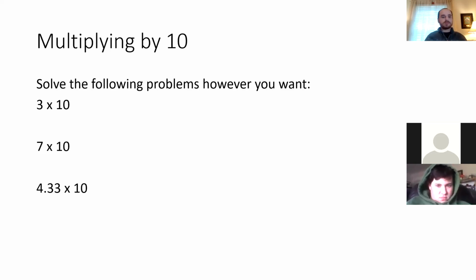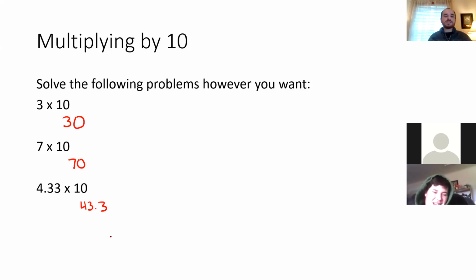But yeah, these are some pretty simple problems for the most part. We're just doing 3 times 10, 7 times 10, and 4.33 times 10. I will say this is going to be the easiest day out of all the days this week. But if we look at these, we've got 3 times 10. Most of you have already gotten this. Turn it into me is 30. 7 times 10 is 70. 4.33 times 10 is 43.3.